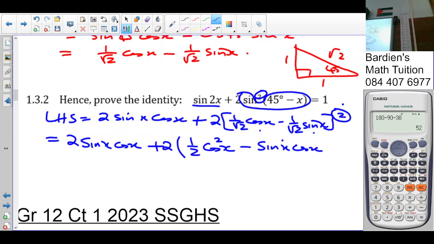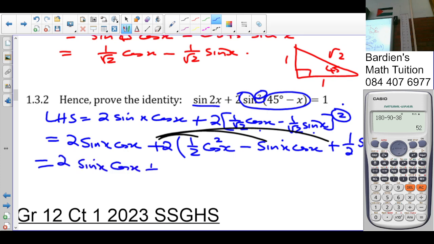Okay? Plus the last term squared, which is 1 over root 2 all squared, is 1 over 2 sine x all squared is sine squared x. Okay? So of course I'm going to get rid of the bracket here by multiplying this out. So it's going to become 2 sine x cos x plus half times 2 is 1, so it's cos squared x, minus 2 sine x cos x plus sine squared x.